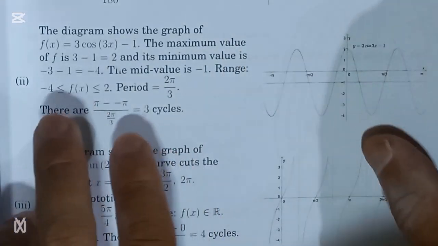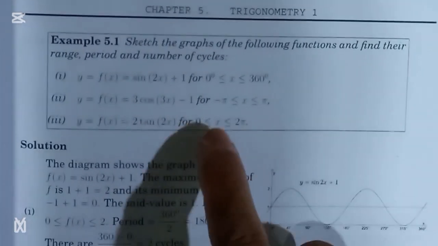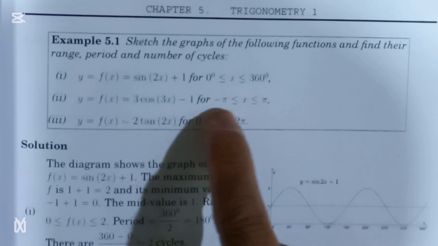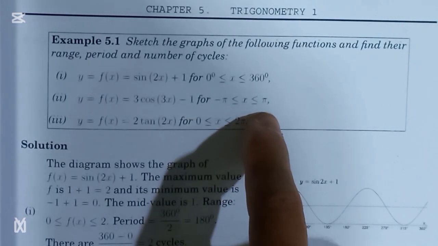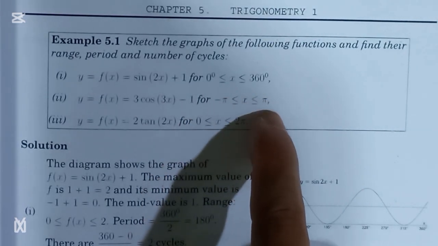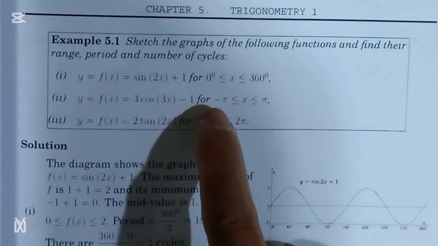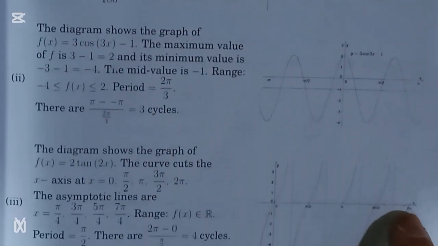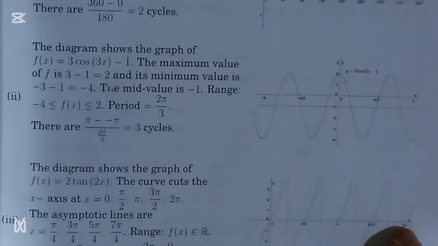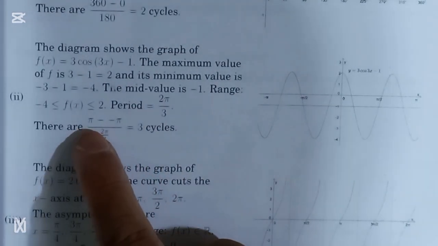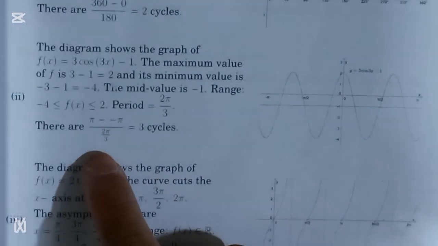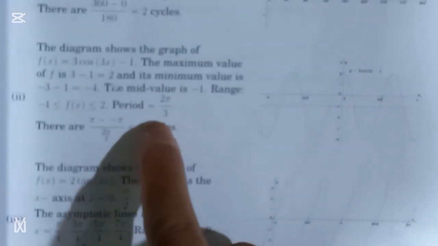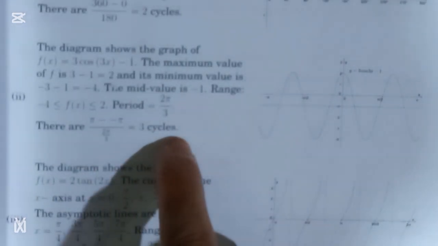So look at the range of the question. Look now, the range for the second part is from minus pi to plus pi. So the number of cycles is obtained by subtracting minimum from maximum: pi minus minus pi over the period. Here it is: pi minus minus pi over 2 pi by 3, because the period is 2 pi by 3. So these are the number of cycles.